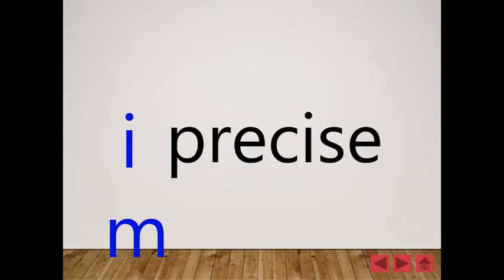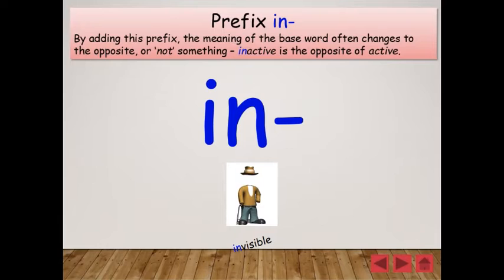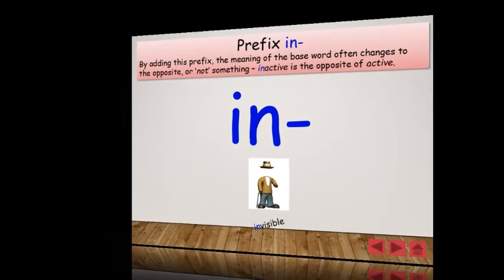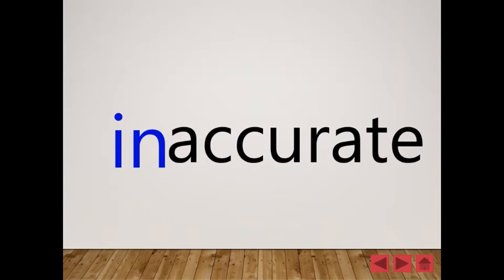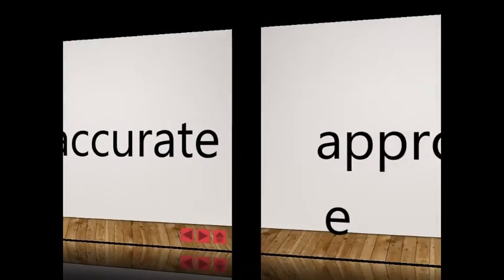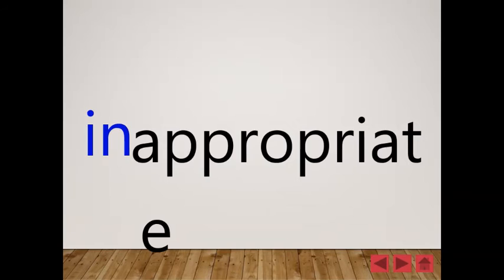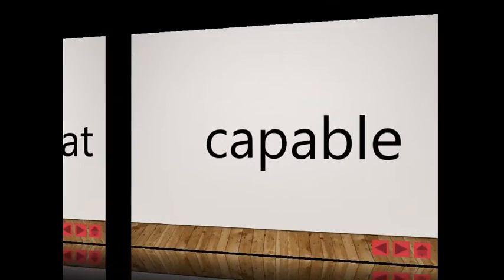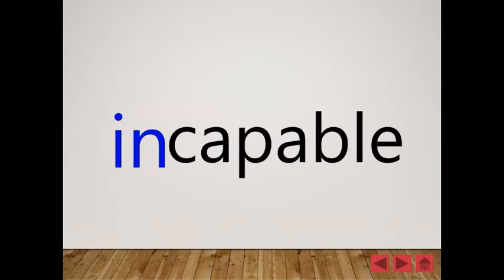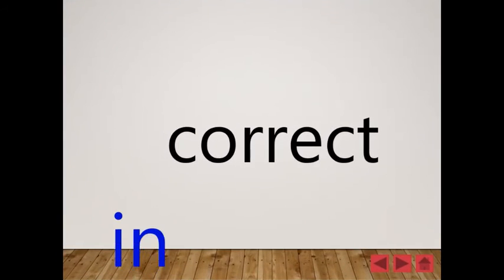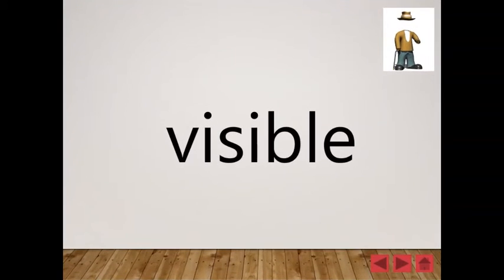Precise, imprecise. The prefix "in". By adding this prefix, the meaning of the base word often changes to the opposite or not something. Active, inactive. Accurate, inaccurate. Appropriate, inappropriate. Capable, incapable. Correct, incorrect. Visible, invisible.